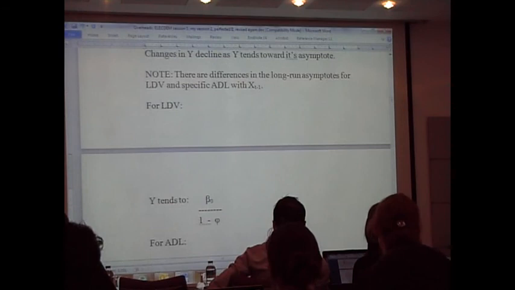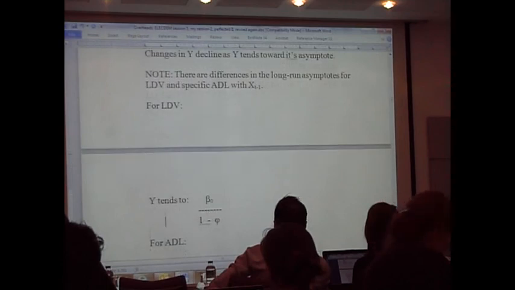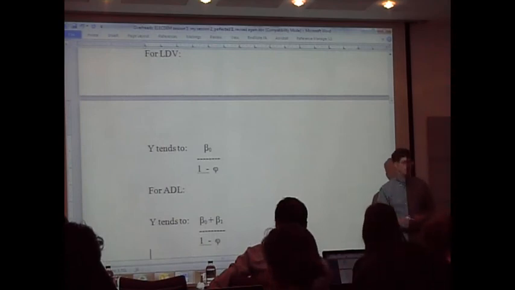It's right there, right? The coefficient, u naught over 1 minus phi. Remember this from yesterday? Remember we walked through this? We could go through it again if you want.